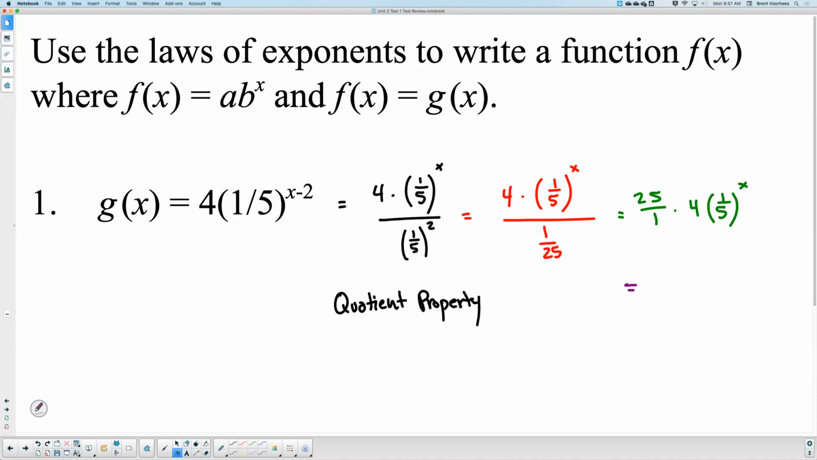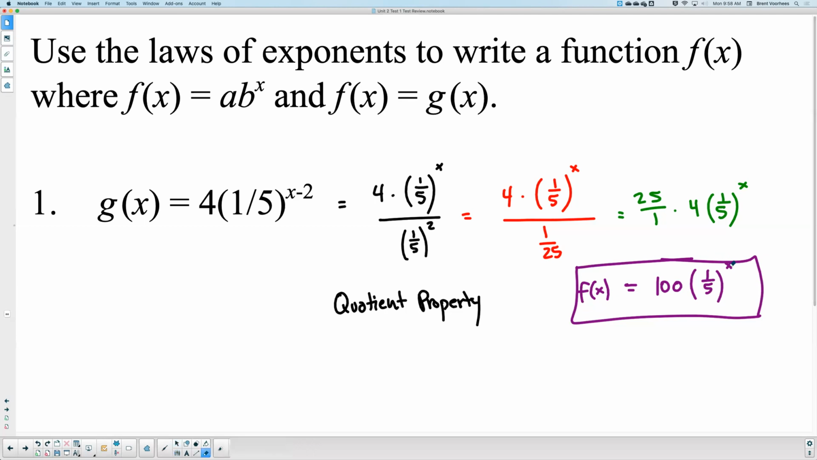100. This is the same thing as 100 divided by 1. What's 100 divided by 1? 100. 100 times 1/5 to the power of x. They say to write it as f of x, so I'm going to write it as f of x. That's our equation right there.